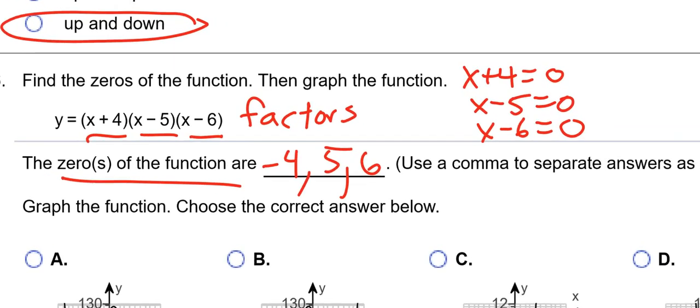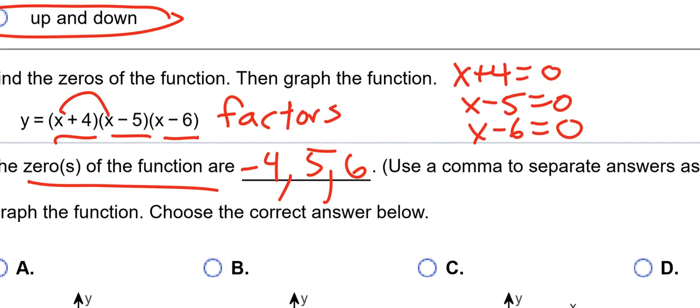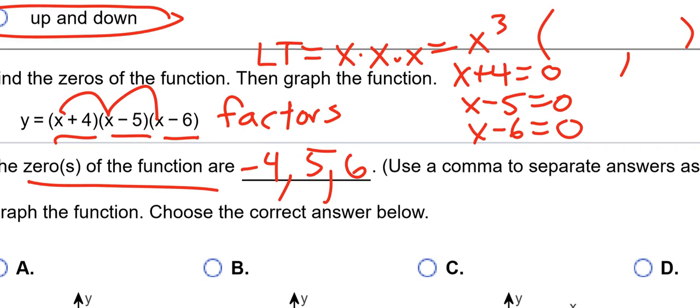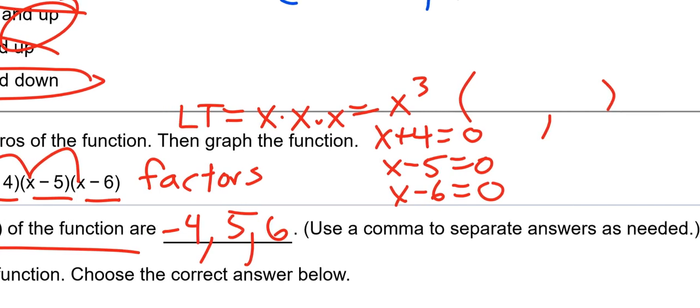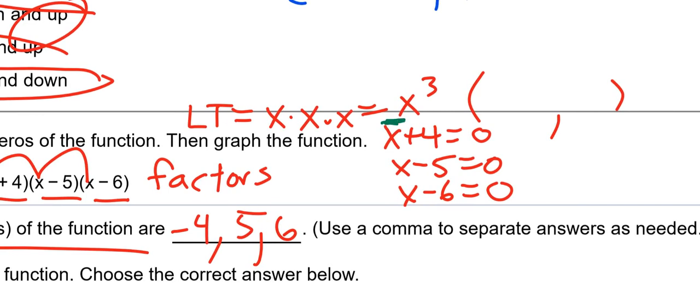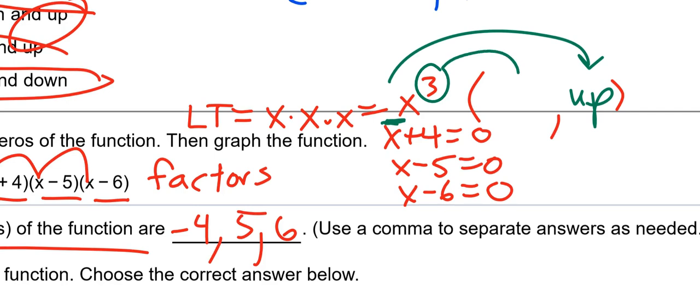Okay? What is the leading term? If I were to FOIL this all out, which I don't need to do, by the way, I need the leading term. This would be x times x times x. What do we call that? X cubed. Okay, so what do I know about the right end behavior? Since I have a leading coefficient of positive 1, right? So the right end behavior is up. I've got an odd degree, so what does that tell me about the left? It is opposite.